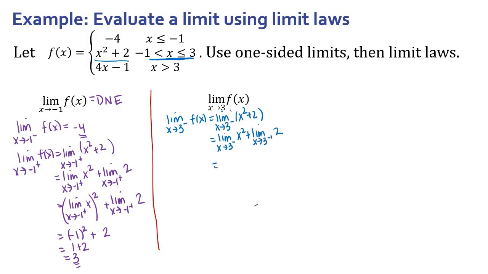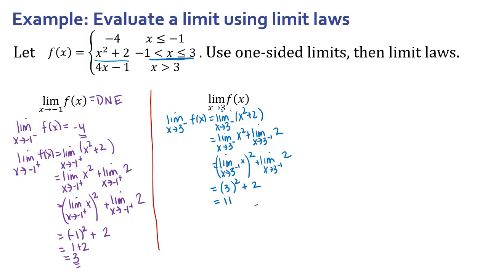So it's going to be doing the same thing we did on the other side for approaching -1 from the right. So I'm going to use that power rule and then plus the limit as x approaches 3 from the left of 2. So that's going to leave me with 3 squared plus 2, which is 11.